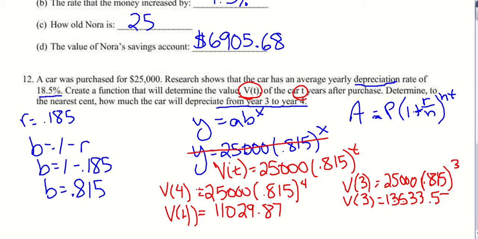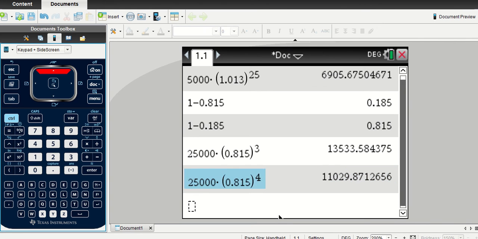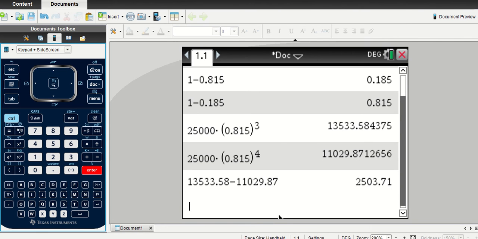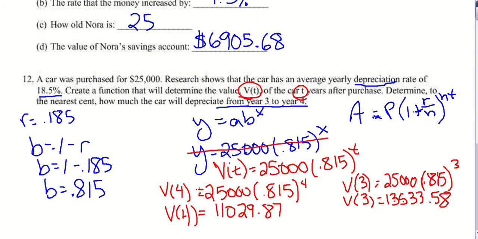13,533.58. All right, and then we just got to subtract them. So I'm going to go up here. I'm going to grab this first number. We're going to round it down. I'm going to grab the second. Oh, we're going to put a minus. Go to the second number. We're going to round it down. And I get $2,503.71. So it will depreciate.